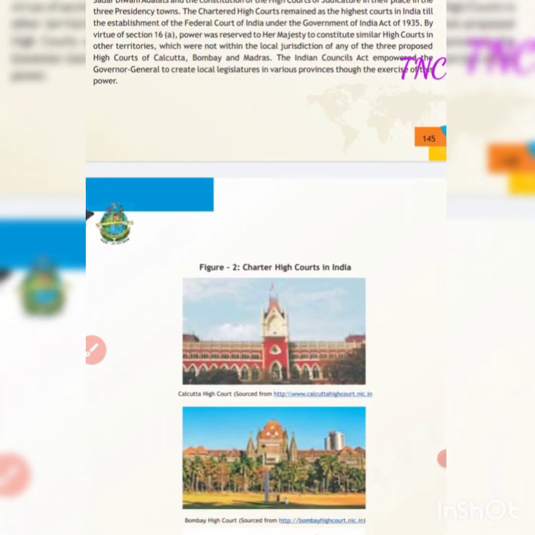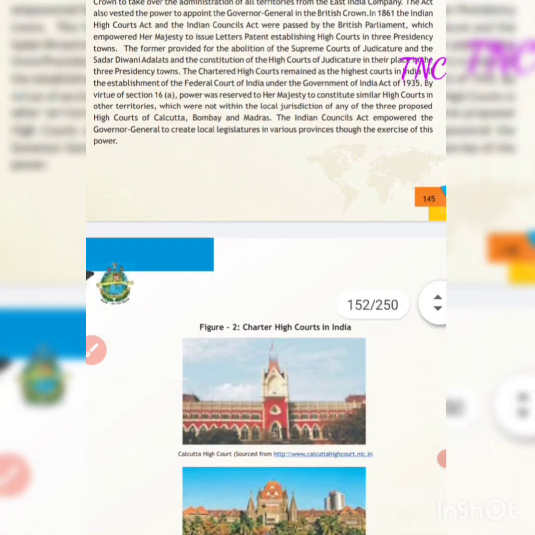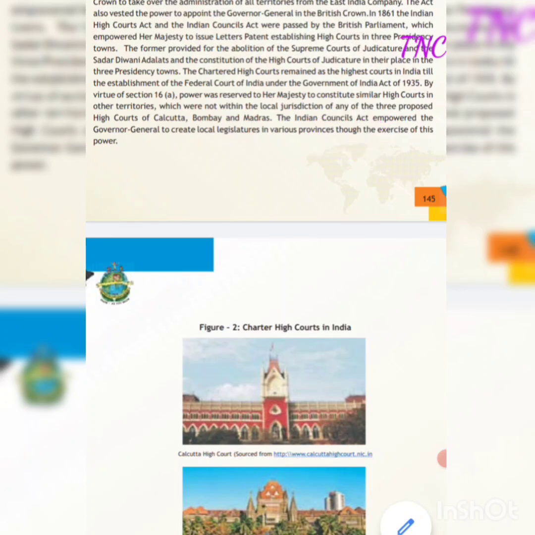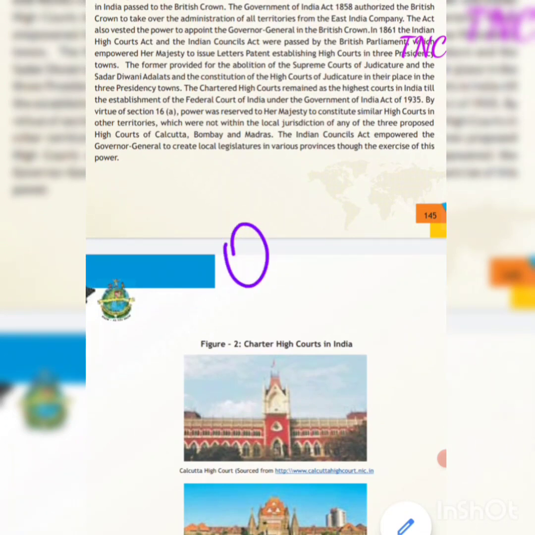The Indian Councils Act empowered the Governor General to create local legislatures in various provinces through the exercise of this power. The Indian Councils Act imparted power to the Governor General so that he could create local bodies which would frame laws, so that local situations or the problems of the people at the local level, the district level, could be resolved. So that was the power given to the Governor General as per the Indian Councils Act, which was passed in the same year along with the High Courts Act.